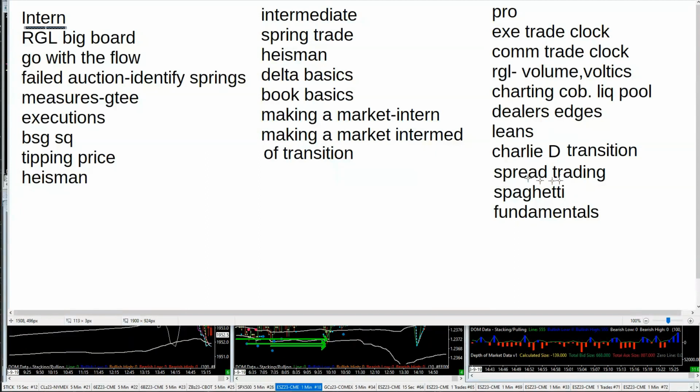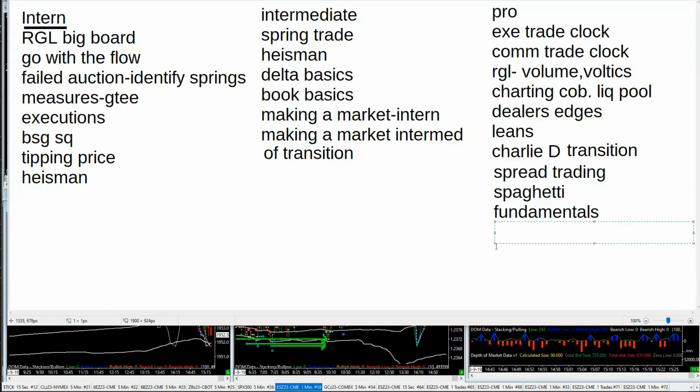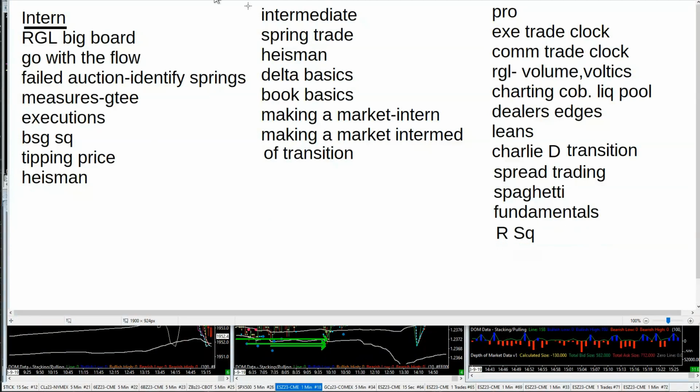We introduce you to spread trading, because what does spread trading start telling us about? Well, spread trading starts telling us a little bit about R-squared. And we start to get into this idea of relative value, and the spaghettis and the fundamentals obviously is part of that underlying structure. So that's where we're going with this over the course of the next 4 weeks. And of course, what happens after 4 weeks is we go back over it with real examples from every day during the day when we see anything happening.